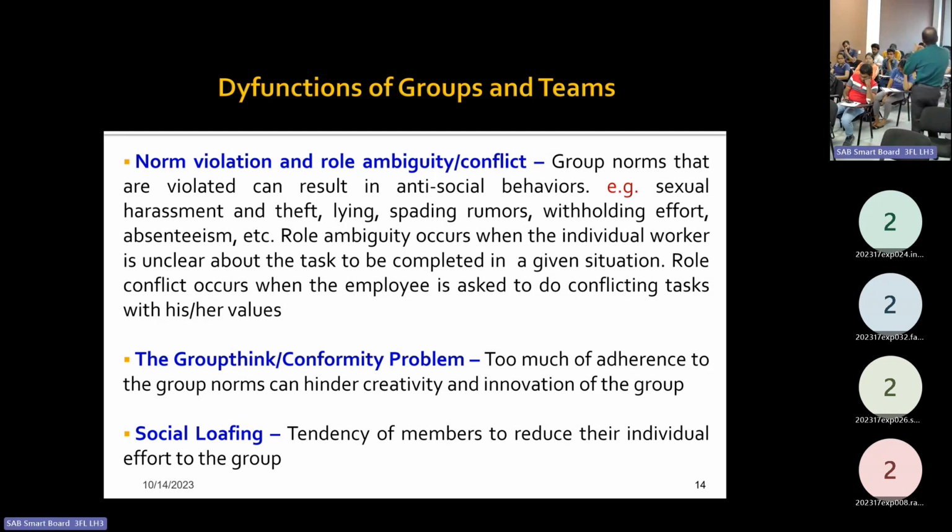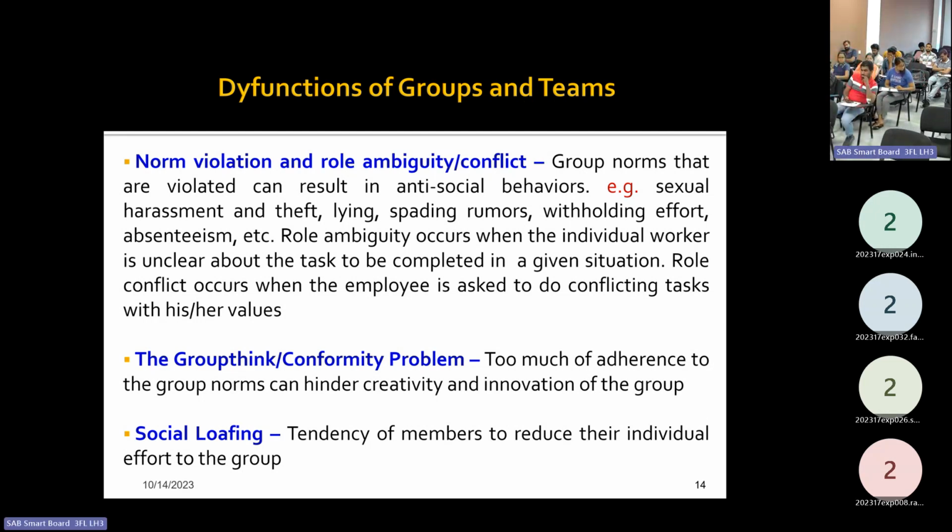Last one is similar to free riding, social loafing. That means some members may not present their individual performance to the group due to some reasons. That is called the social loafing problem. Those members can be named as social loafers or free riders.